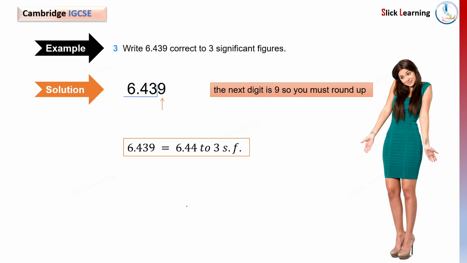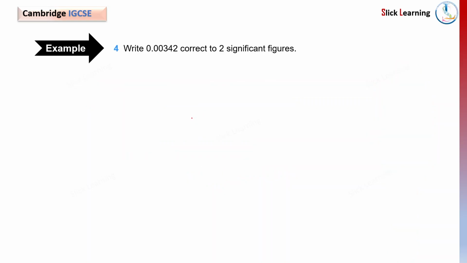Now one thing you need to note down here: if you write 6.440, in the case of a non-decimal number, we have seen that the last 0 is not significant. But here, if you write this as 6.440, it's going to be 4 significant figures. In the case of a decimal number, the last zeros are significant. So we cannot write 6.440. You need to remember this rule. So let's see the next example.